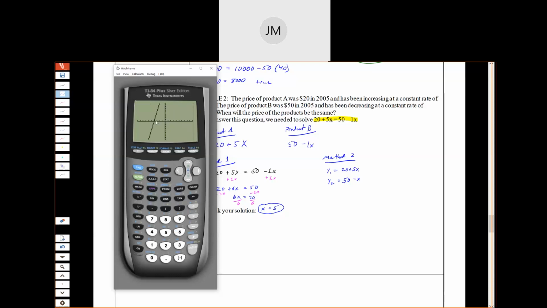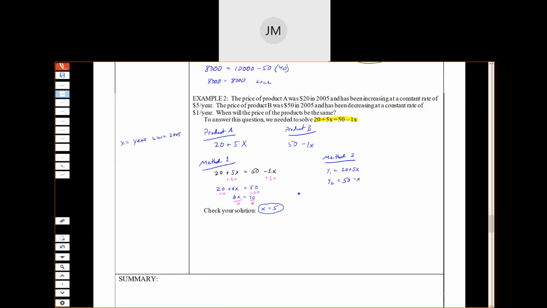And then I say, oh, wait, I can't see my graph, so I still have to zoom out at least once. Say, oh no, I'm still a little bit off. I'll zoom out a second time. So maybe fixing my zoom window was a bad idea anyway. Okay, so we hit second, calculate, intersect, first curve, second curve, guess, and it tells me x equals 5 is the intersection.